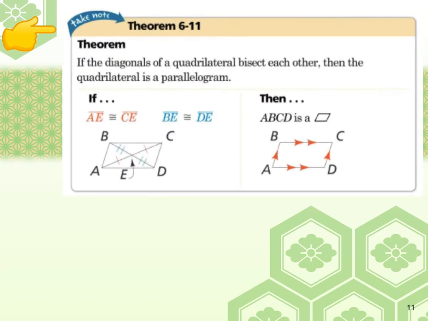Theorem 6-11. If the diagonals of a quadrilateral bisect each other, then the quadrilateral is a parallelogram. So bisect means AE is congruent to CE because they are bisected at point E, and also BE is congruent to DE. Therefore, ABCD is a parallelogram.